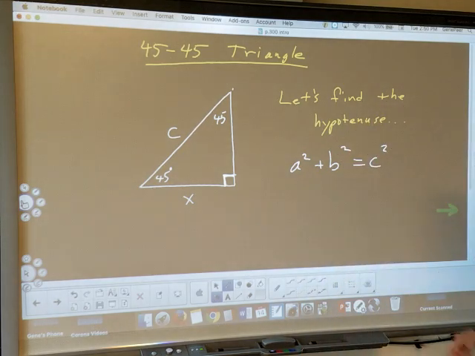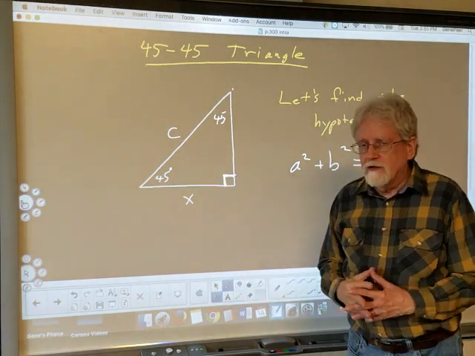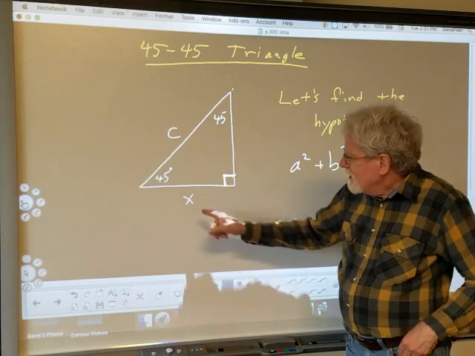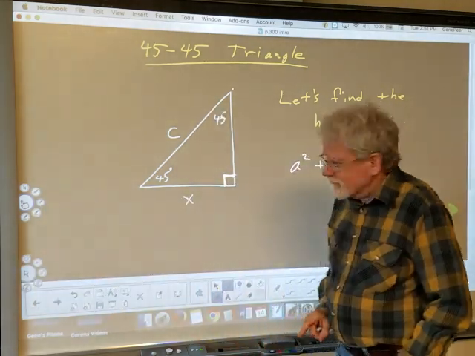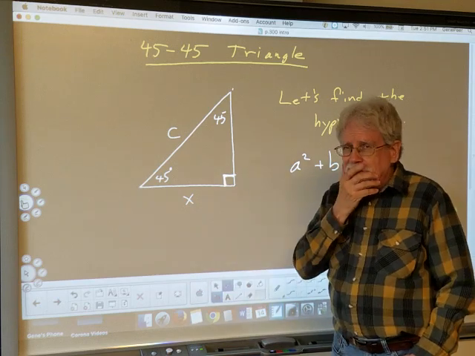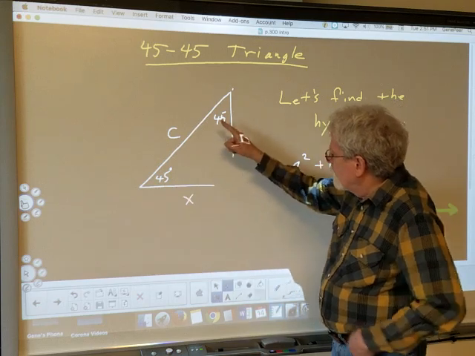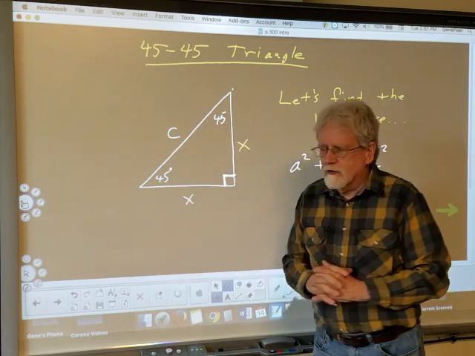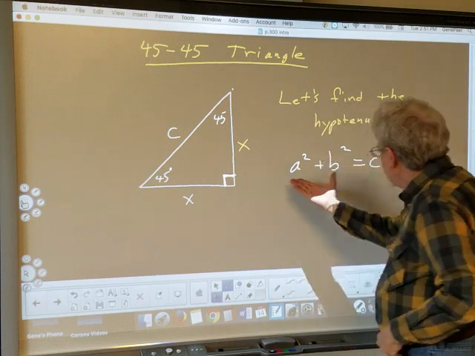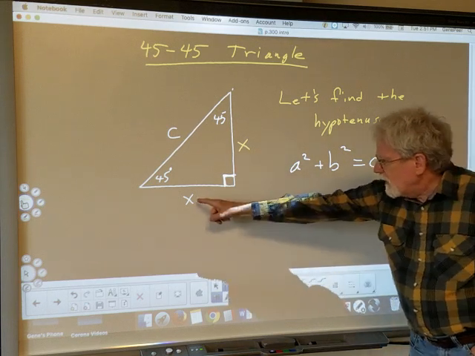Now, in a 45-45 triangle, let's see if we can figure out what the hypotenuse is in terms of one leg. If this guy is x, think with me now, tough question. If that's x, what's this? x? Yes, it's also x, because in an isosceles triangle, the legs have to be congruent. So now let's use a squared plus b squared equals c squared. But we don't know what the numbers are. That's all right. We're going to go ahead and fill in what we have.